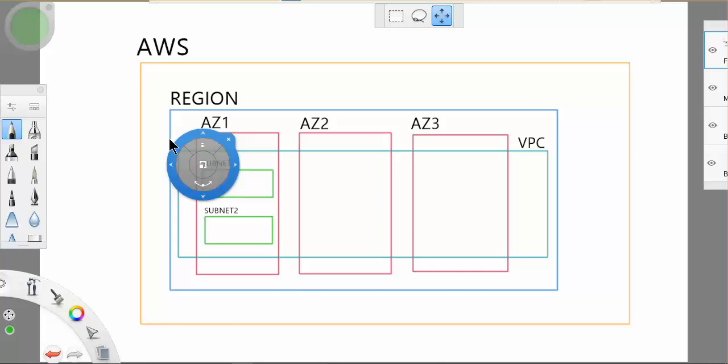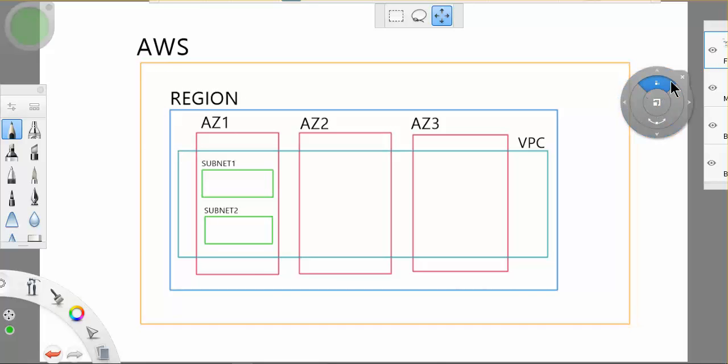So in this case, I have drawn that in this availability zone 1, I'm going to place 2 subnets. And subnets are going to be the containers in which you're going to be able to place your EC2 instances, for instance, and also database instances. You're going to be able to place them there. So, like I said, you have 2 subnets that you created in this availability zone.